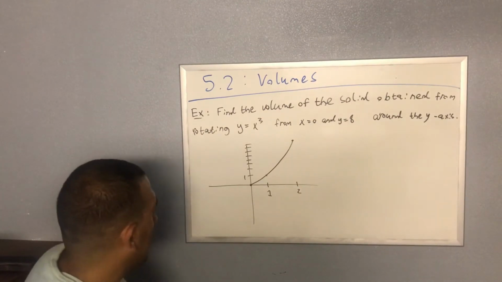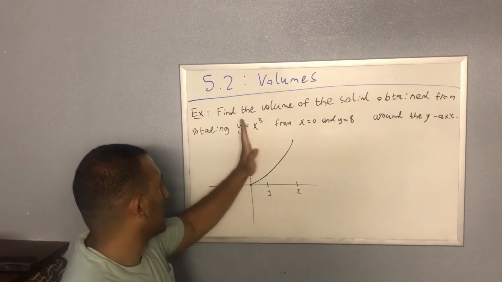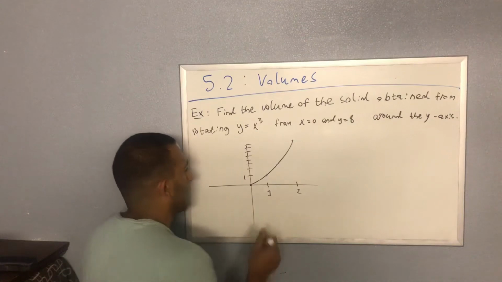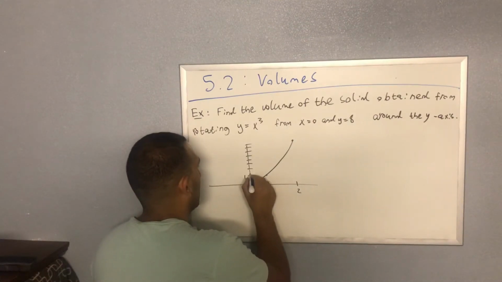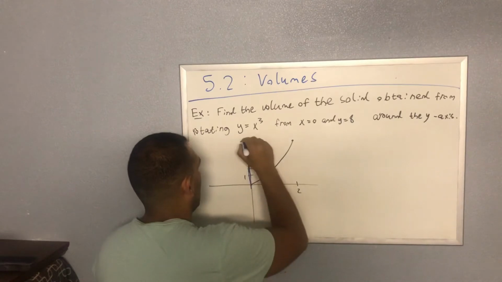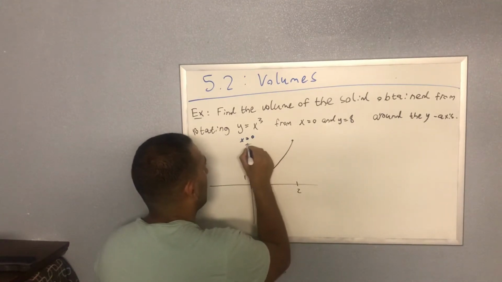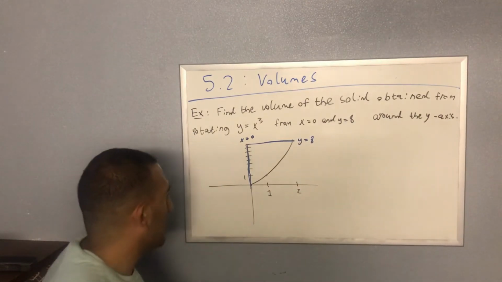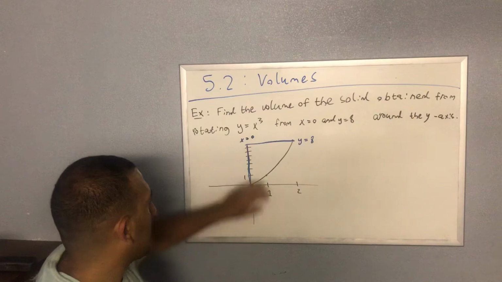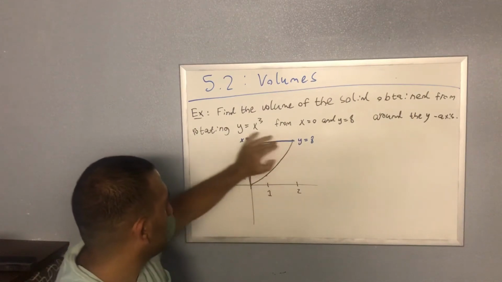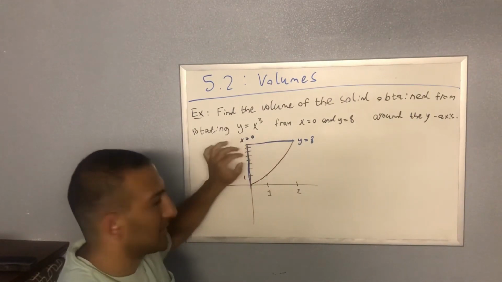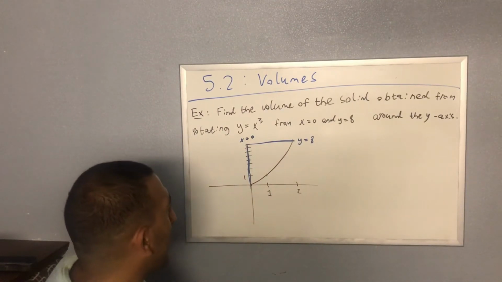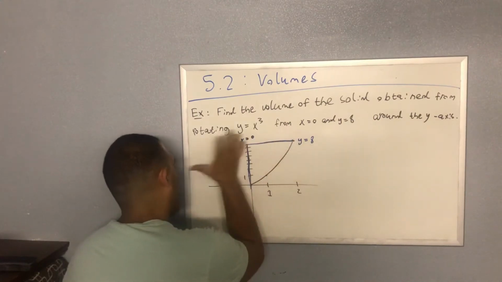So x equals 0, remember, is this vertical line, which is basically the y-axis. And then y equals 8 is this horizontal line, 8 units up. So what we're taking is this little, I don't know what you can say, it's like a piece of a quesadilla or something, this little quesadilla piece. And we're going to rotate this around the y-axis.